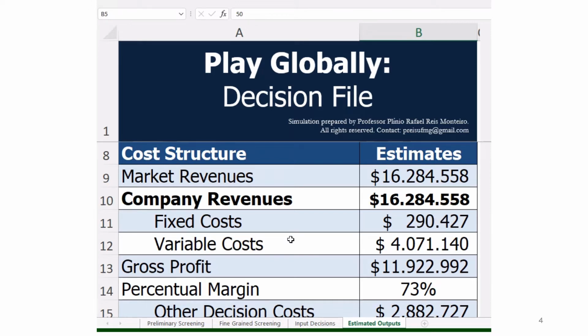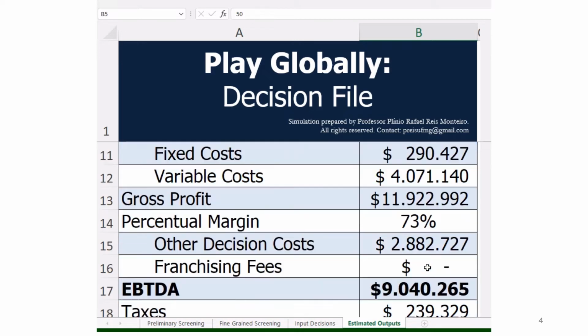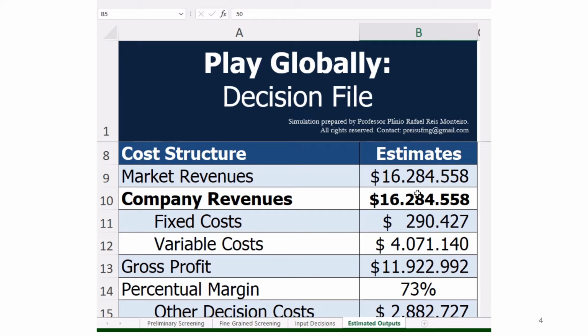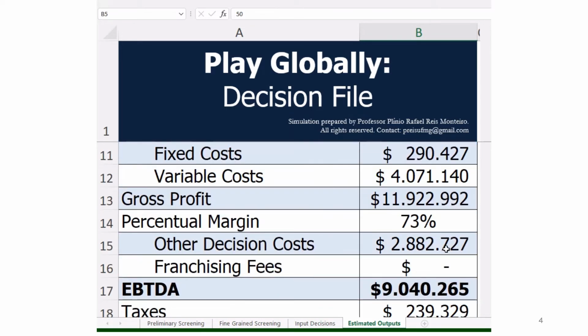The gross profit is basically your company revenues less the fixed and variable costs. So after paying with this money, you still need to pay for other costs that you have in your business, especially the costs related to your marketing decisions. Also, we have here your percentage margin, meaning that 73% of your company revenues will become gross profit for your business. And also, you need to subtract from your gross profit the cost of other decisions.